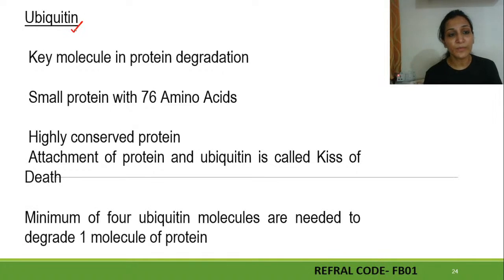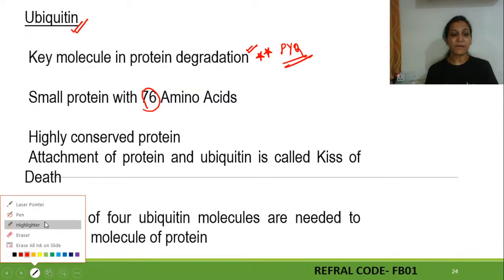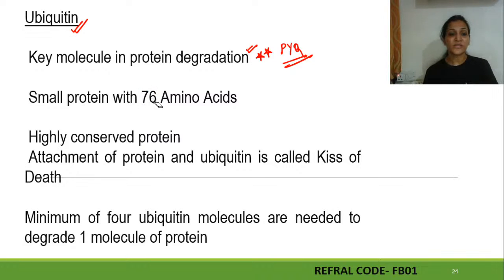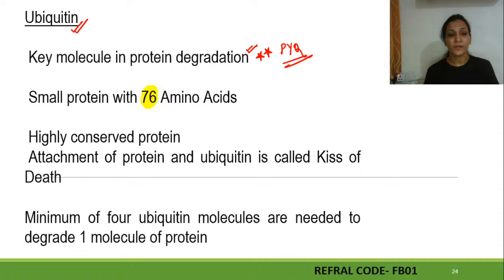So what is this ubiquitin? We must know about ubiquitin. It is a key molecule in protein degradation. You should remember that it is the key molecule. This is very important for PYQ. And how many amino acids is it made up of? It's a very small protein. It is made up of just 76 amino acids. It's a very small one. So it is 76 amino acids long, right? Then it is a highly conserved protein. It is almost the same in literally a range of organisms. It is a highly conserved protein.